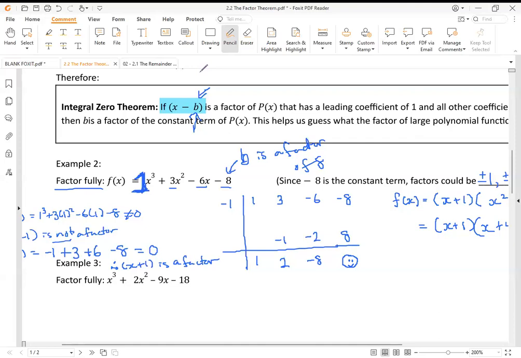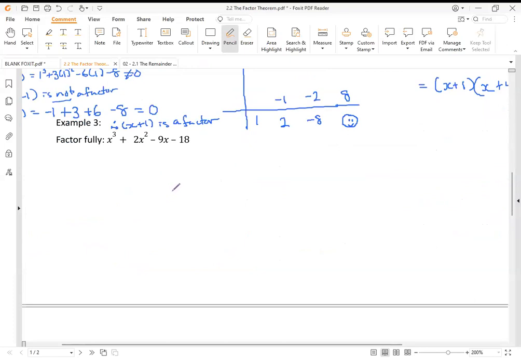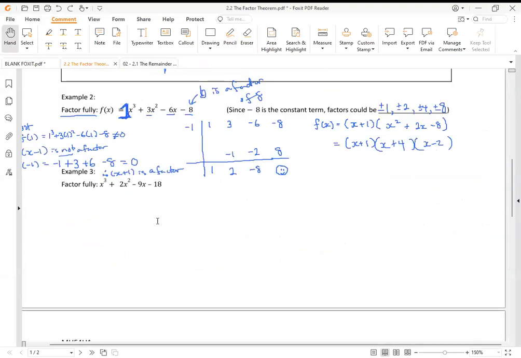Question? You might want to test your mettle. Give it a shot. Example 3, that's on you. You know where to look, right? Try it. What are factors of -18? And then perform. Maybe I'll pause this video a little bit. All right, let's try this.